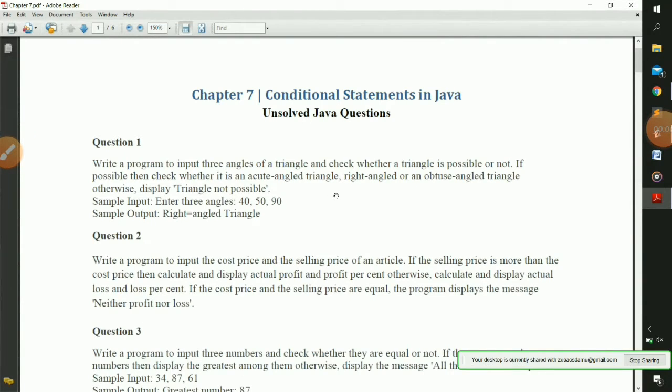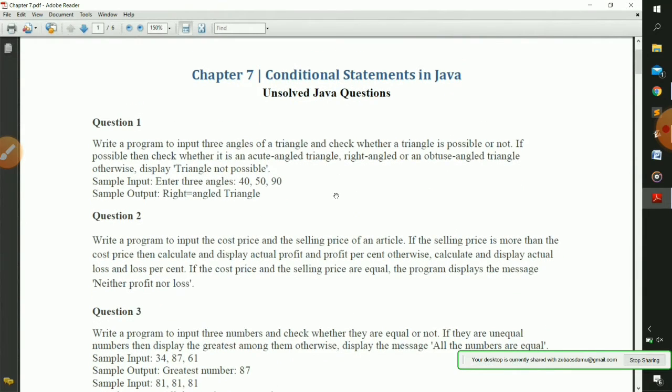In this video, we are going to discuss your unsolved Java questions. As you know, in our second unit test examination, we are going to get chapter number 7, conditional statements in Java. So in this video, we are going to discuss some of the questions from this chapter. Now, see, this is the PDF version of the questions.